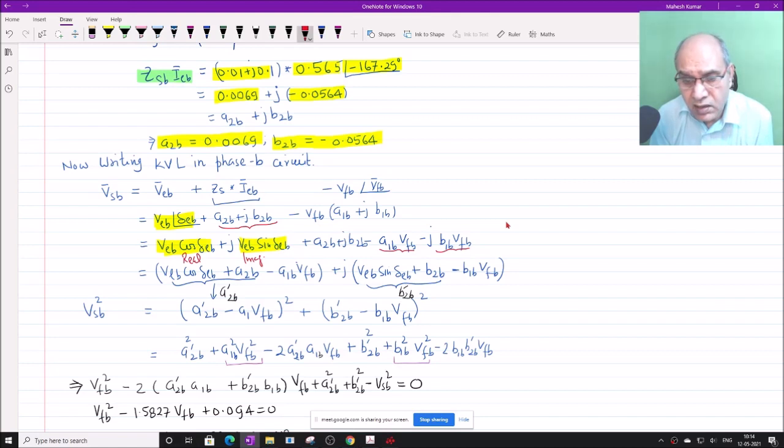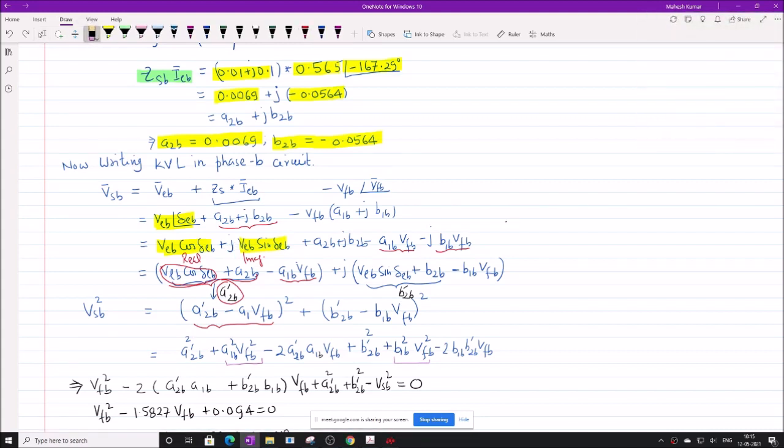Now we collect the real and imaginary parts. So we can see the first becomes BLV cos delta LV plus A2B minus A1B BFB. Earlier this was 1 because it was a reference phasor. Now this is not a 1. So the whole thing we call as A2B dash. Okay, this whole thing is A2B dash, this term, minus A1B BFB. So this becomes A2B dash minus A1B BFB.